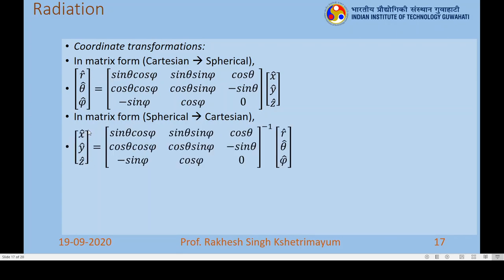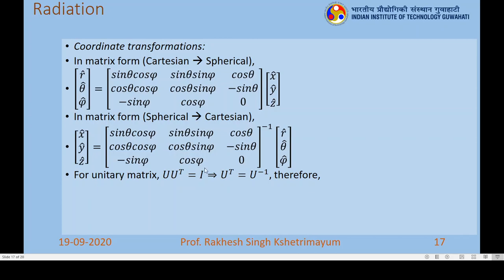If I want to find the relation between the x hat, y hat, z hat and r hat, theta hat and phi hat, I just take the inverse of this coordinate transformation matrix. Then I will be getting it. So taking the inverse of a matrix is a very tricky thing. It takes a lot of time, a lot of hard work. But here we have a cure. So basically this coordinate transformation matrix is a unitary matrix. There is a property for the unitary matrix.